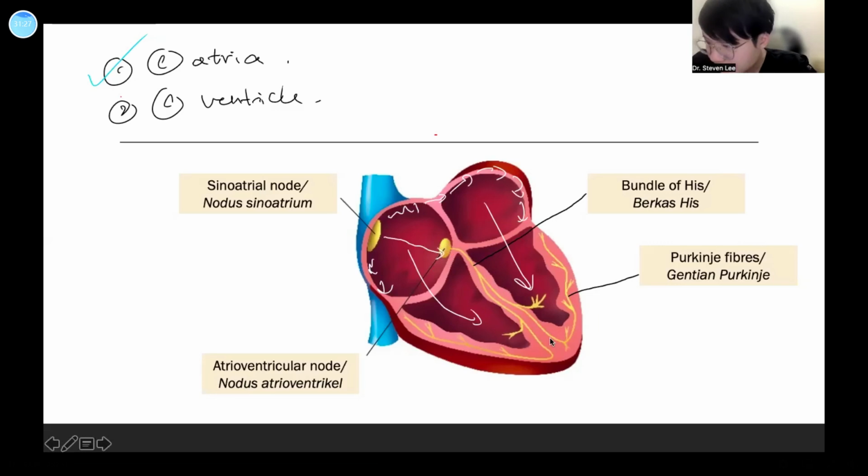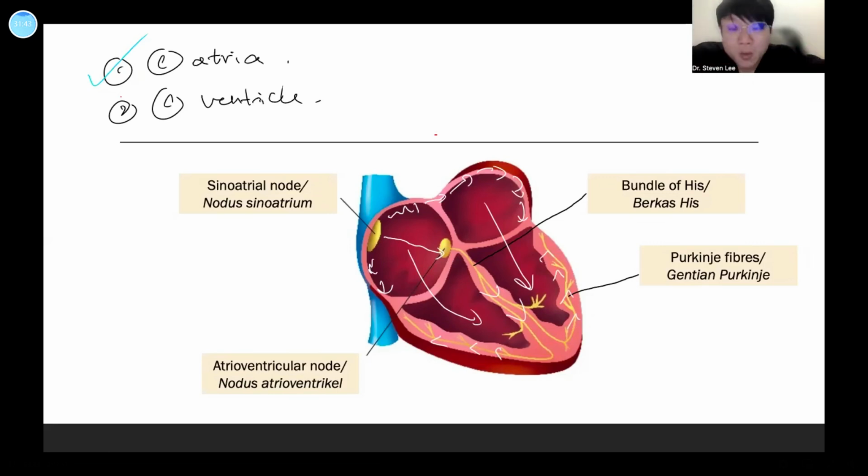From the AV node, the impulse goes down the septum to the bundle of His. From the bundle of His, it reaches the apex of the heart. Then it will go to the Purkinje fibers. It's very simple. All you have to say is where the impulse reaches. So the impulse will reach the AV node. Then from there it goes to the bundle of His. Then from there it goes to the Purkinje fibers.